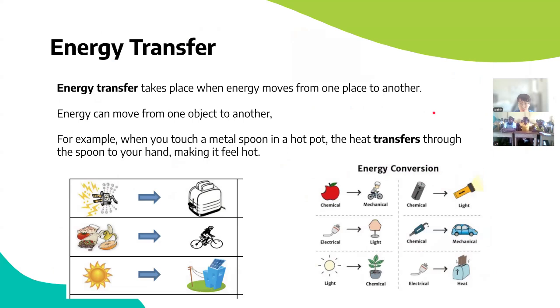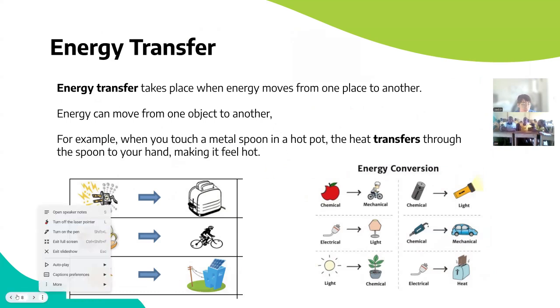So we also looked at how energy can be transferred. Energy transfer takes place when energy moves from one place to another. So energy really can move from one place to another. Like, for example, when you touch a metal spoon in a hot pot, you have a boiling pot of water.